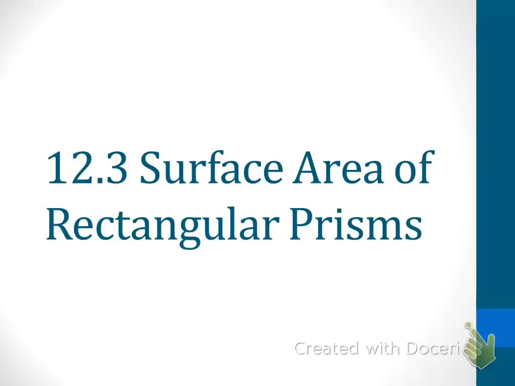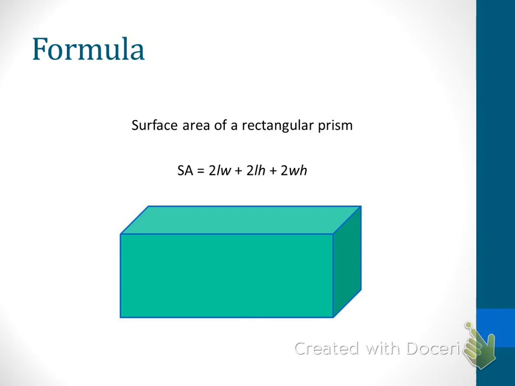Alright, so today we are going to learn how to find the surface area of a rectangular prism, and that involves a formula. So we're on page 594, page 594. And on the bottom of this page, we're given a formula, and I have it written here on the PowerPoint as well.